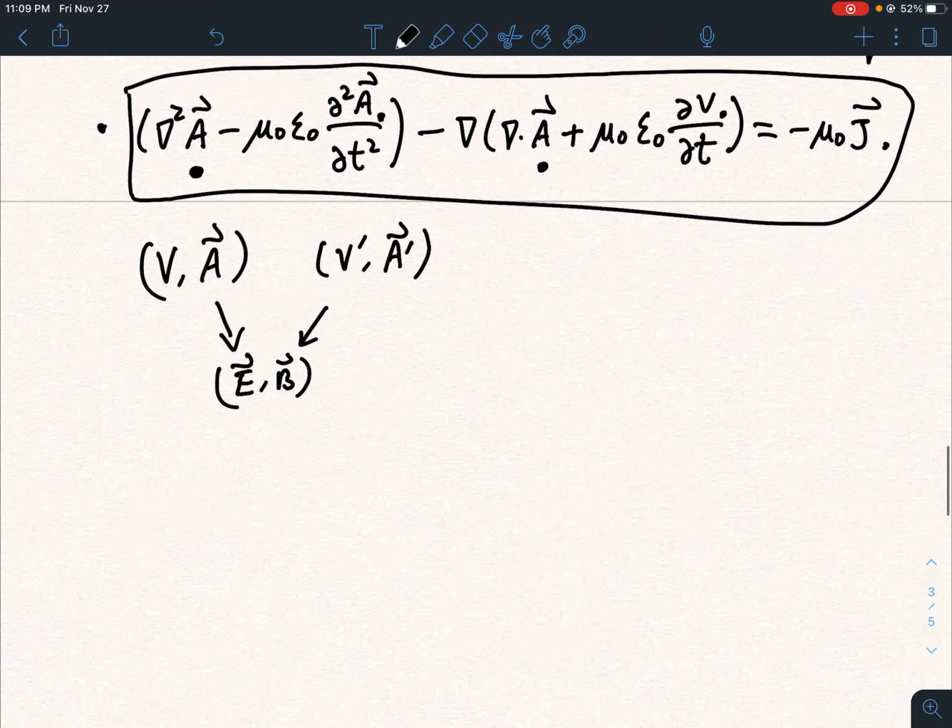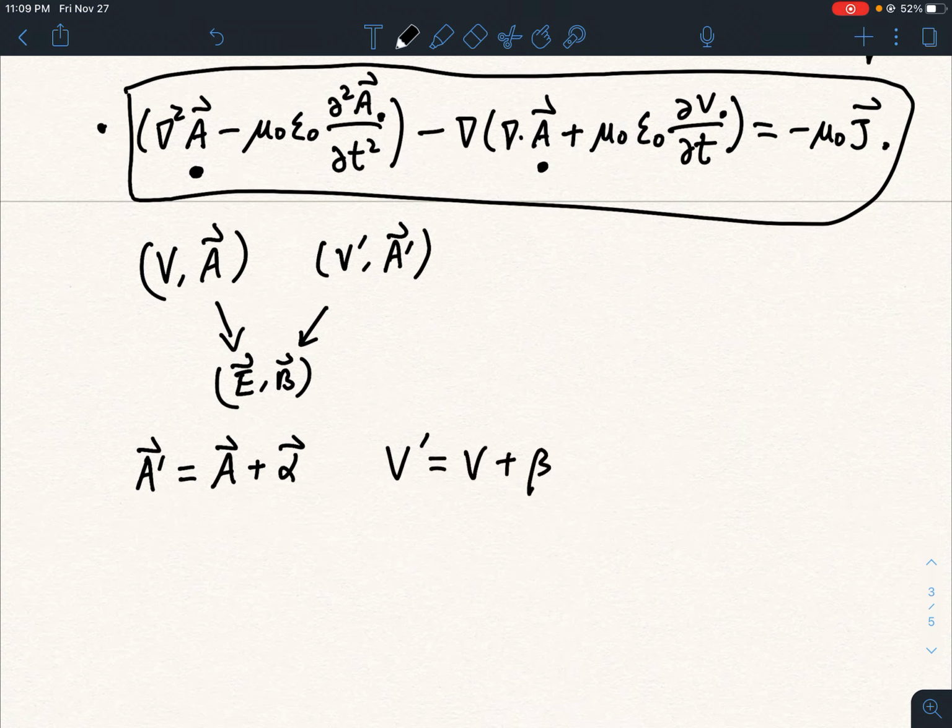So let us consider this A: the new A is really the old A plus some function. It doesn't need to be a constant, but some function alpha. V prime is also V plus some beta. Beta also doesn't need to be a constant, but is some function. Now let us look at what conditions we will have on this alpha and beta.